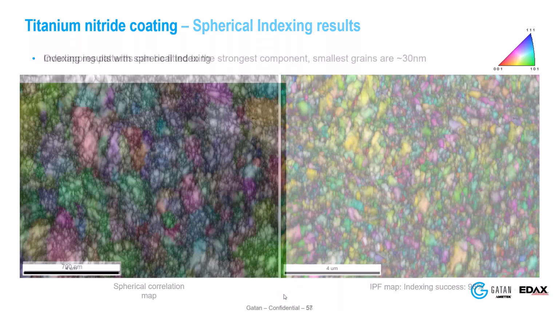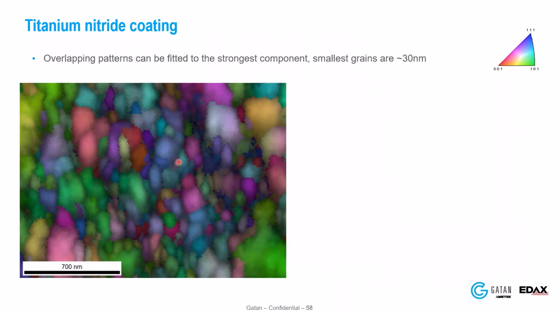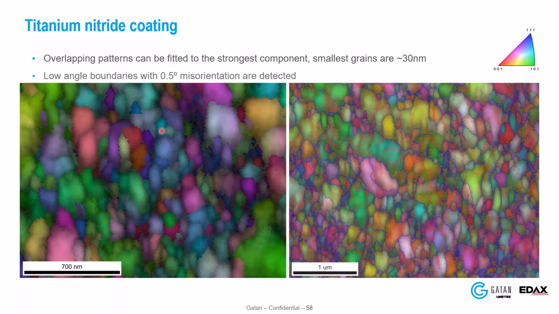And so it also shows we can go down. Some of the smallest grains are about 30 nanometers. That's where the interaction volume that's being generated gives you these overlapping patterns. And we're able to see these low angle boundaries down to a half degree misorientation. Basically this is a sample that was just thrown in, but gave good enough data to get a really good measurement from this coating.